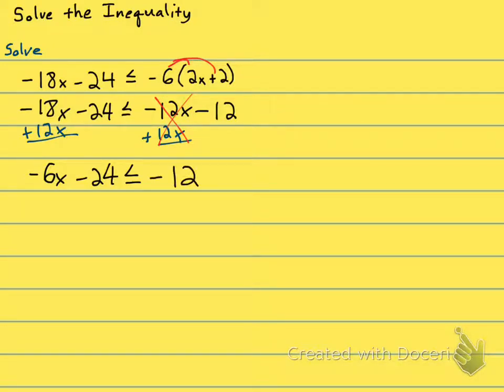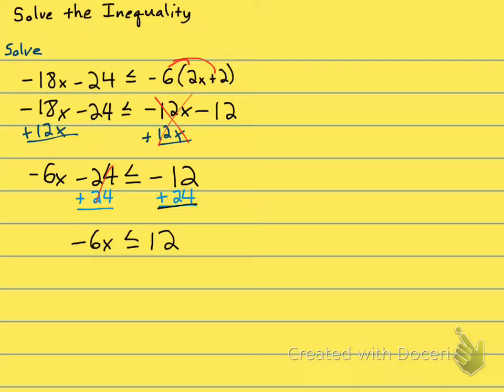And the last step of solving an equation or an inequality is to get the variable by itself. Okay, grumpy old x wants to be all by himself. So we will add 24 to both sides. We have negative 6x is less than or equal to negative 12 plus 24 is 12.